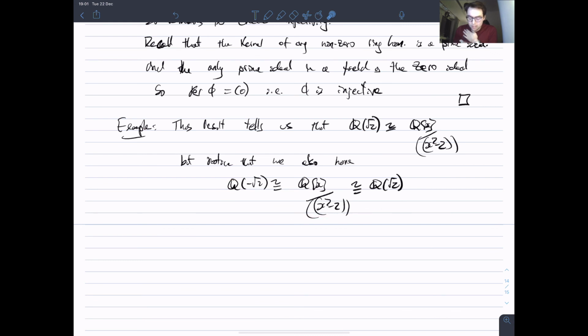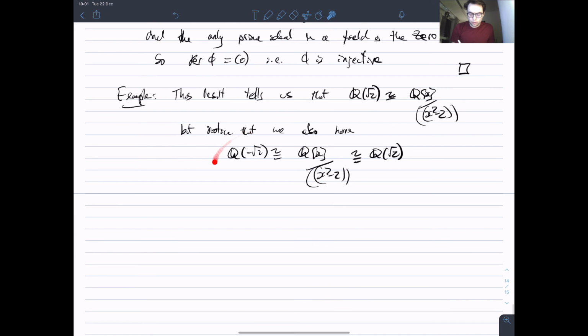So you have this isomorphism, but these fields, Q(root 2) and Q(minus root 2), whilst they're isomorphic, they're not canonically isomorphic. There's some sort of choice in between. You have to move your roots from one side to the other. So both of these fields are maybe not quite well defined.